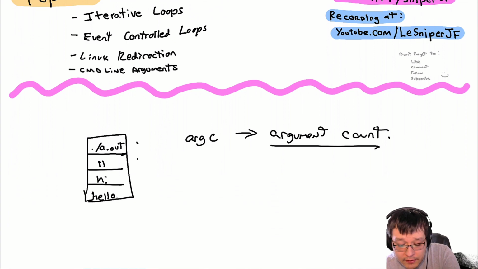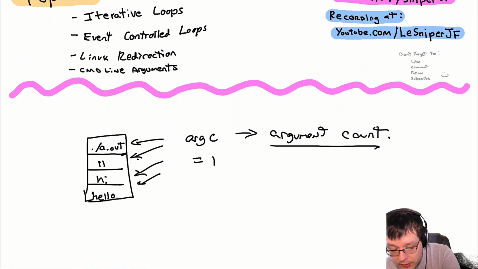And that's the number of these that we have. So we have 4 entries here. So argc would be equal to 4.